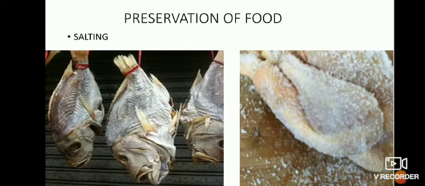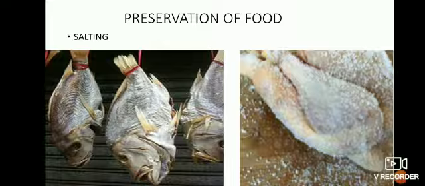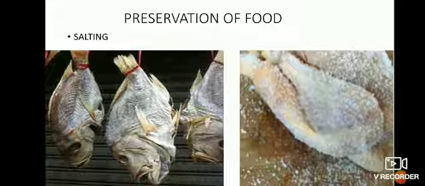Next, we talk about preservation of food. What is preservation of food? Food preservation is a process of treating and handling food to stop or slow down spoilage. What happens if food is not preserved properly? It can be attacked by germs and dust and it gets spoiled.